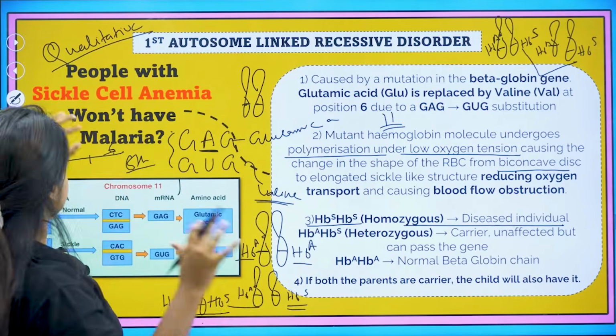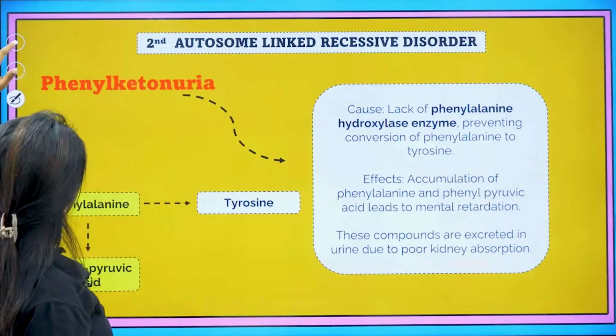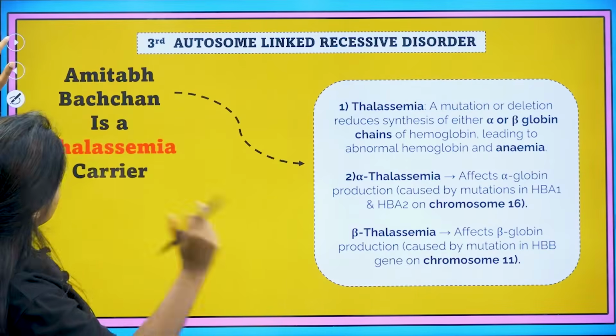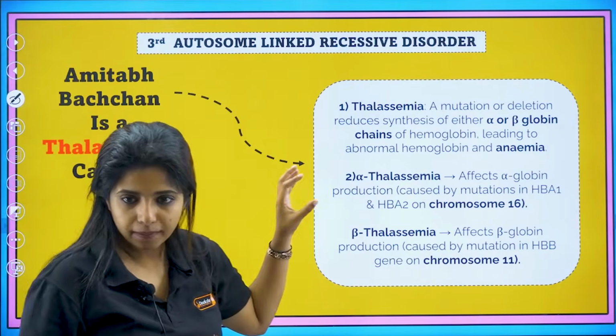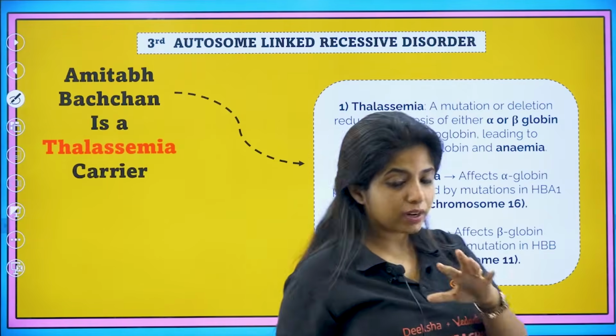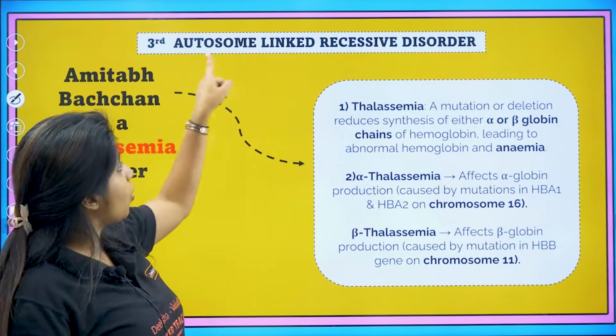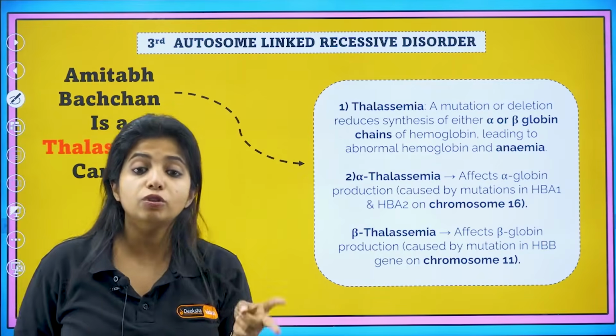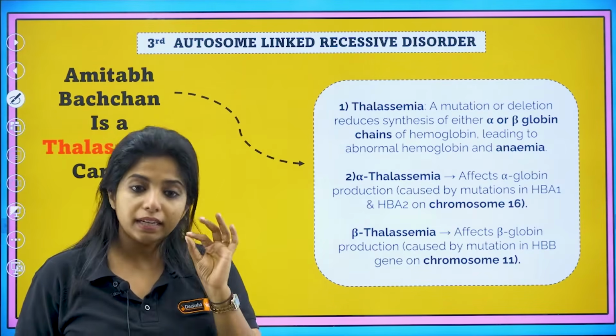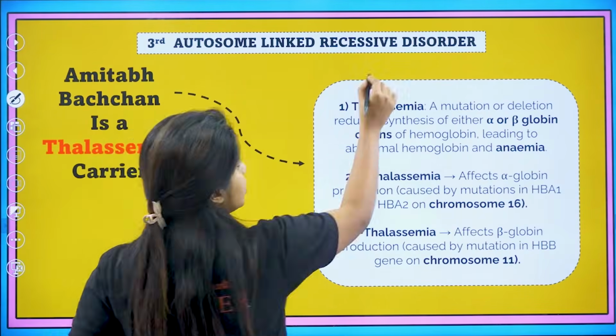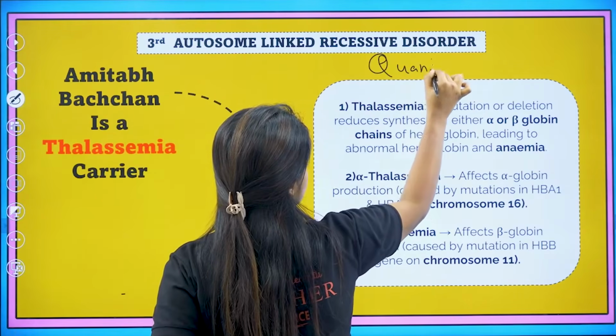Now we'll go ahead with the next disease, that is thalassemia. Thalassemia comes in the same category. One, because both of them are autosome-linked recessive disorders. Second, both of them are blood disorders. But here there is a change. This disorder is a quantitative disorder.